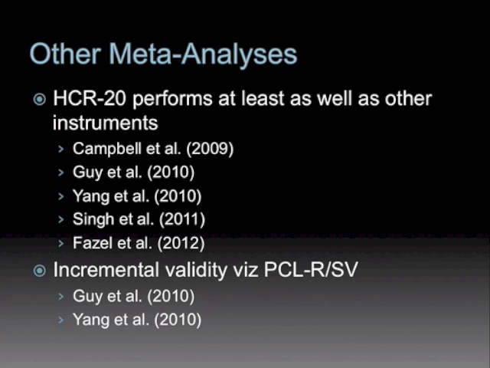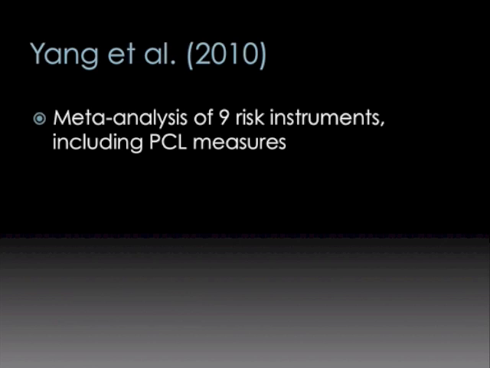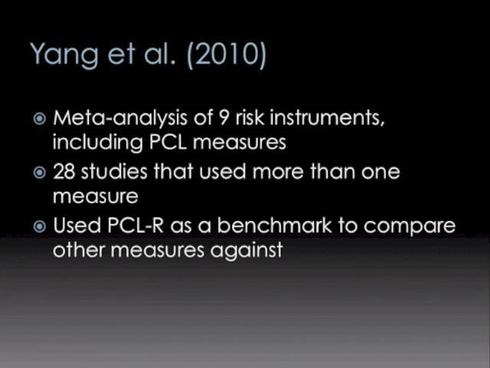And just a little bit of detail on one particular meta-analysis by Yang et al. in 2010. They looked at 9 different instruments, including the psychopathy checklist instruments, across 28 different studies that used more than one measure. And they compared all these different measures to the psychopathy checklist.